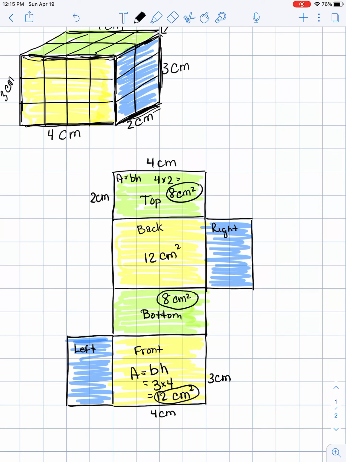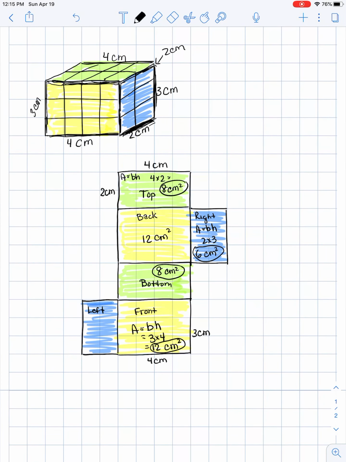And now let's take a look at the right. We have the dimensions already. The right has a base of 2 and a height of 3. So area equals base times height, which equals 2 times 3, which equals 6 square centimeters. Now, since a rectangular prism has 6 faces, we want to make sure that we add the areas of all the faces. This is going to be 6. And the yellow matches with the yellow, so 12.